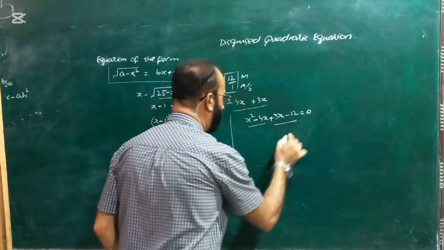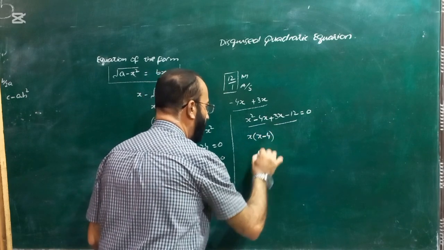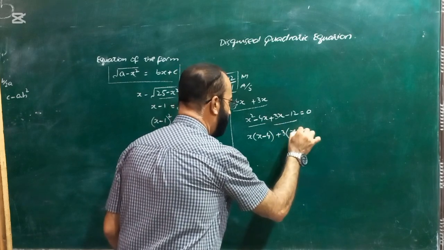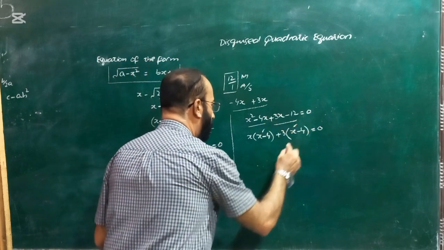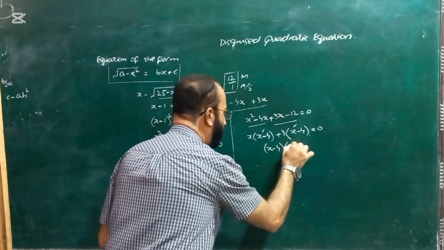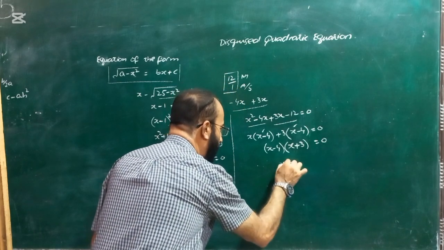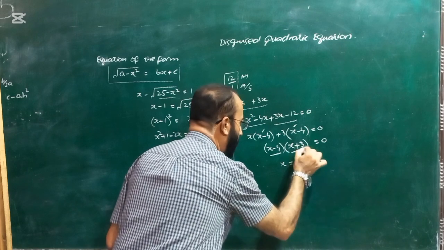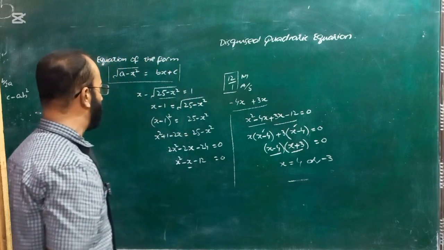At this step, make pairs, take common. In the first pair, x is common, so x minus 4 is the remainder, and plus 3 will be common from the second pair, so x minus 4 will be the remainder inside the bracket. Out of these two common brackets, one bracket will be taken, and the values which are given outside the bracket will be put in the second bracket. And from here you can see from this bracket x will be equal to 4, and from the second bracket x will be equal to minus 3. So these are the answers.